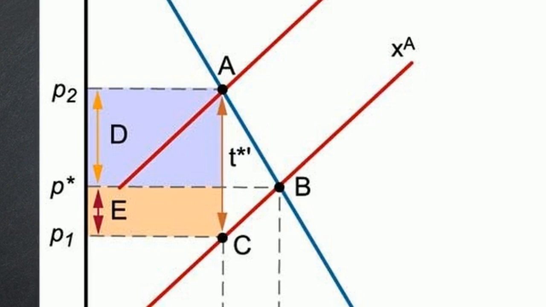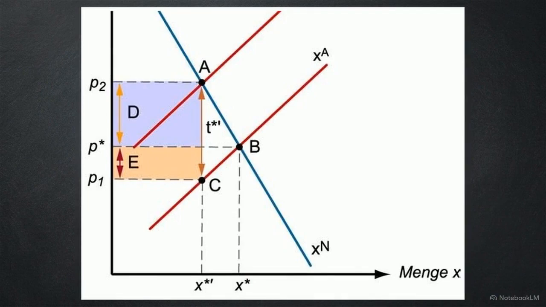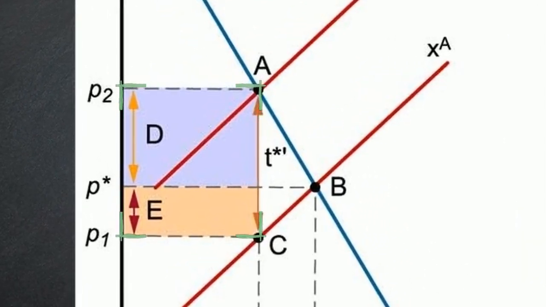By tracing the blue demand line up from the old equilibrium at point B, we hit a new market reality at point A. Consumers are now forced to pay a higher equilibrium price for a lower total quantity of goods. The tax creates a physical wedge in the market, shown by these rectangular blocks labeled D and E. This wedge splits the lost welfare. Consumers pay the higher price at P2, but producers only get to keep the lower amount at P1.